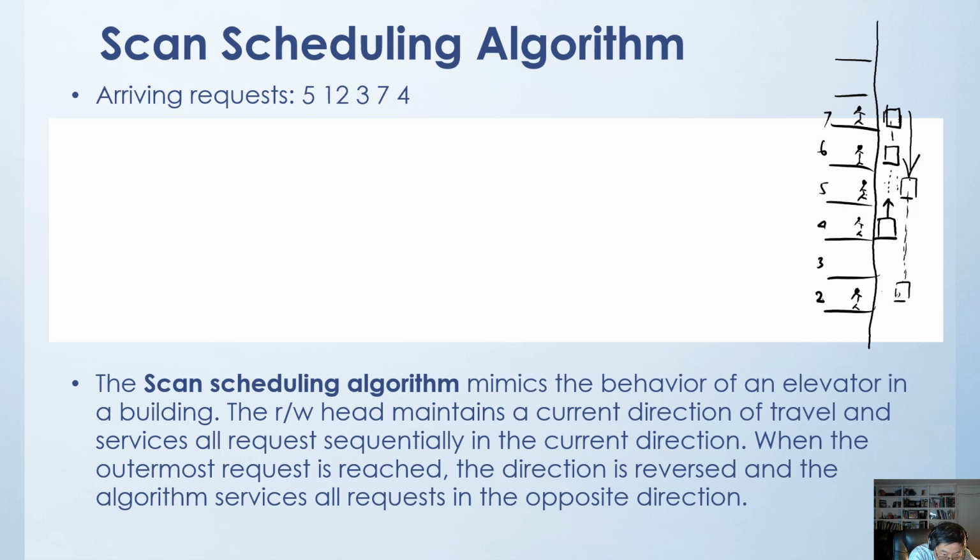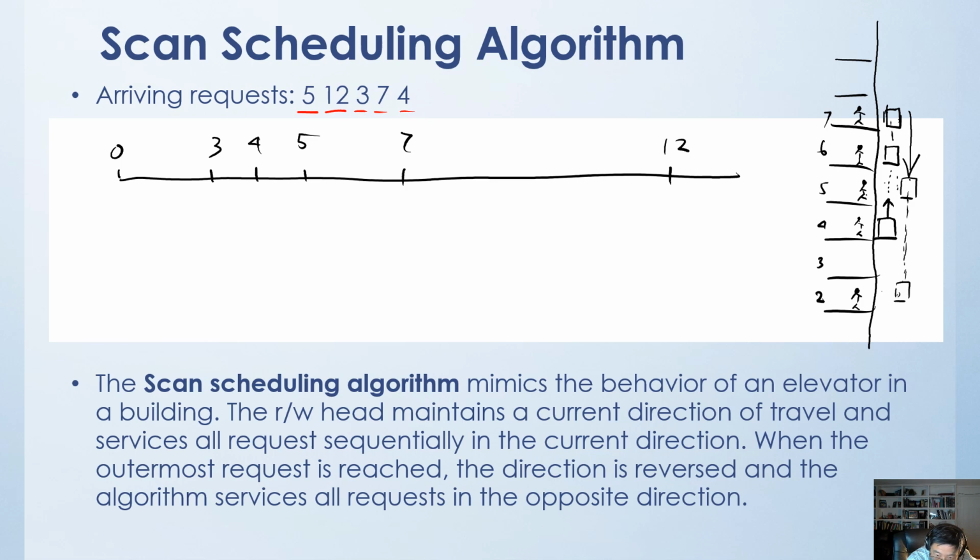Let's suppose the arriving requests are tracks 5, 12, 3, 7, and 4. Now let's say this is track 0, 3, 4, 5, 7, and 12. The read and write head is initially at track 0. When 5 is requested first, you travel all the way to track 5, and then 12 arrives. It doesn't matter. It continues to travel in this direction, because there are more tracks ahead.